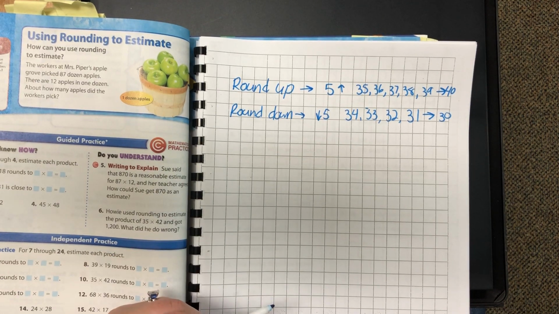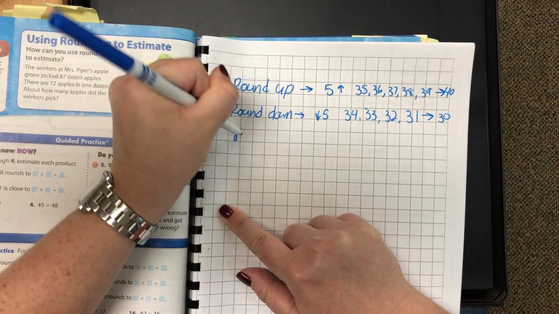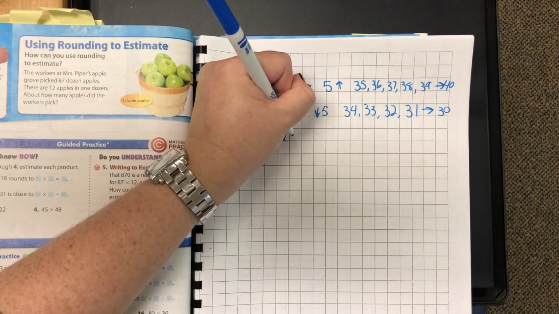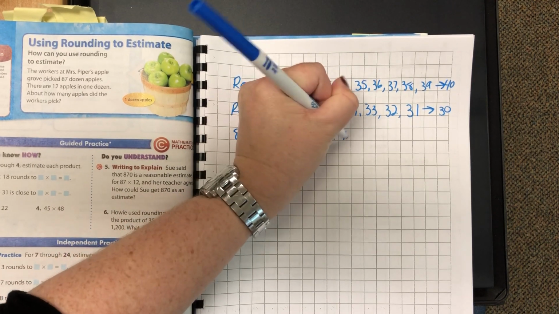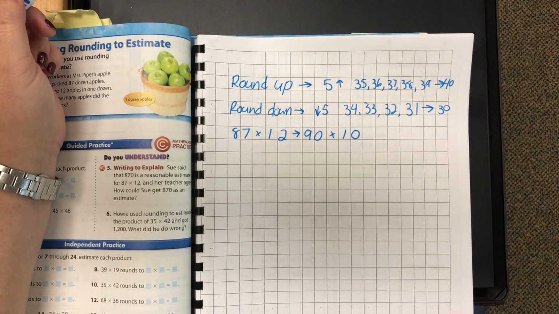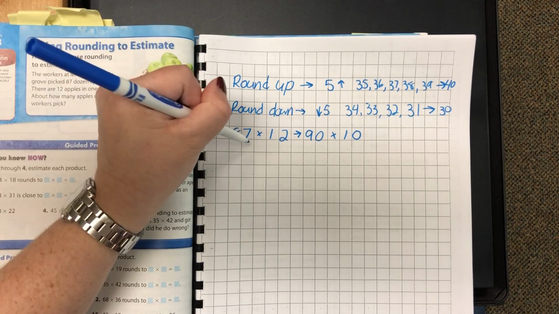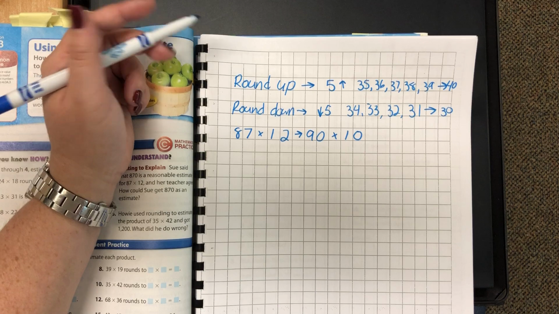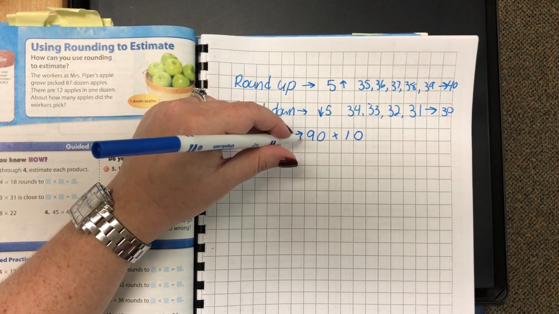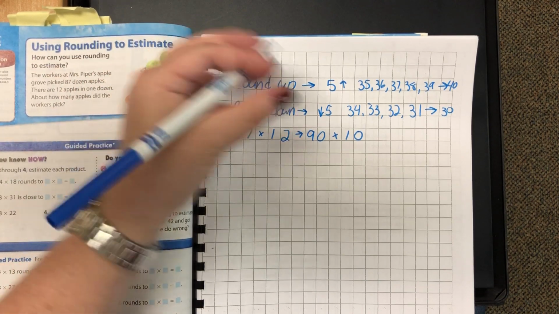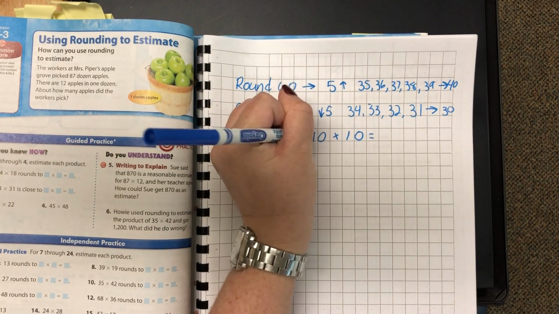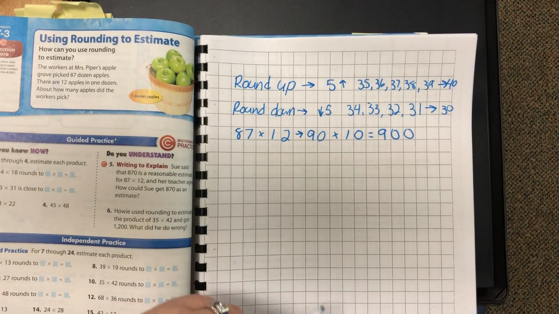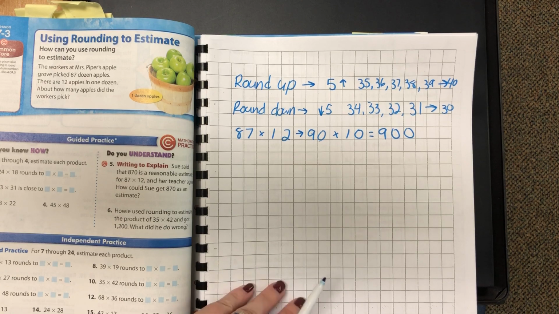This lesson is all about taking a 2-digit by 2-digit problem, like 87 times 12, and turning it into 90 times 10. That's what this whole lesson is asking you to do. It's asking you to round both numbers to figure out about how much the answer should be. So 87 times 12 can be rounded to 90 times 10, which gives me 9 times 1 is 9. Here's a 0, here's a 0, there's a 0, there's a 0, 900. So 87 times 12 is about 900.